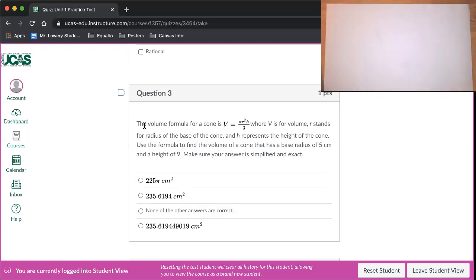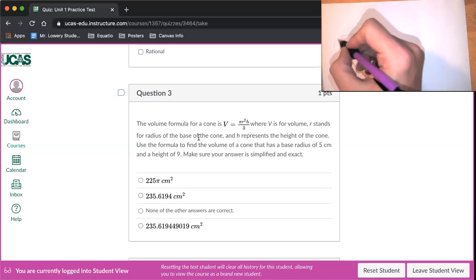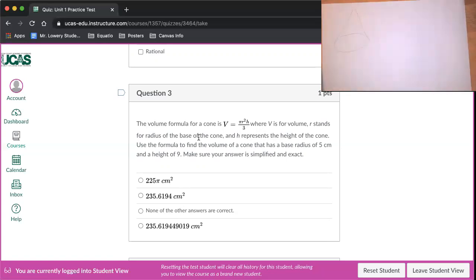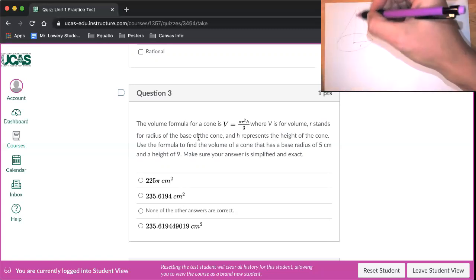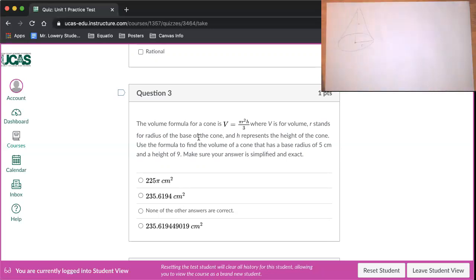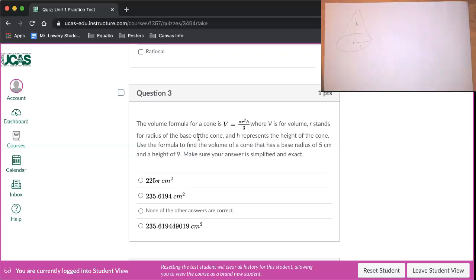This question is asking you for the volume of a cone. The volume formula for a cone is V equals pi r squared h over 3, where V is for volume, r is for the radius of the base of the cone, and h represents height. The cone formula is not important; I'll just give that to you. We've got the radius and the height. The real thing we're worried about here is figuring out how to write exact answers.